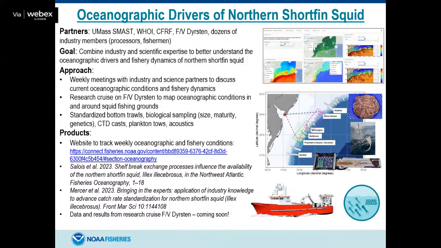We also recently received additional funding to plan a research cruise aboard the fishing vessel, the Durston, out of New Jersey, where we'll be working to map the oceanographic conditions in and around traditional ILEX fishing grounds. For this, we'll be working to deploy standardized bottom trawls, their commercial gear, and collect biological sampling at sea. We'll be deploying oceanographic equipment, conductivity, temperature, and depth instruments, as well as conducting plankton tows and collecting acoustics. So really, this is our first foray into mechanistic research, real collaborative and mechanistic research, trying to understand what's driving ILEX squid onto the shelf, making them available to the fishery, and how can we use this information ultimately to assess where, when, and how many of them there are.